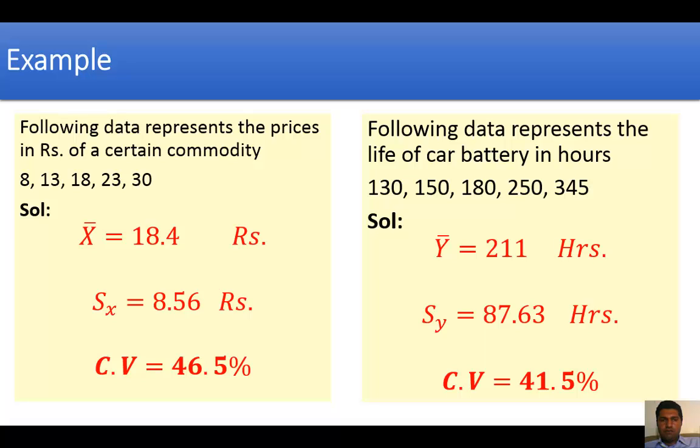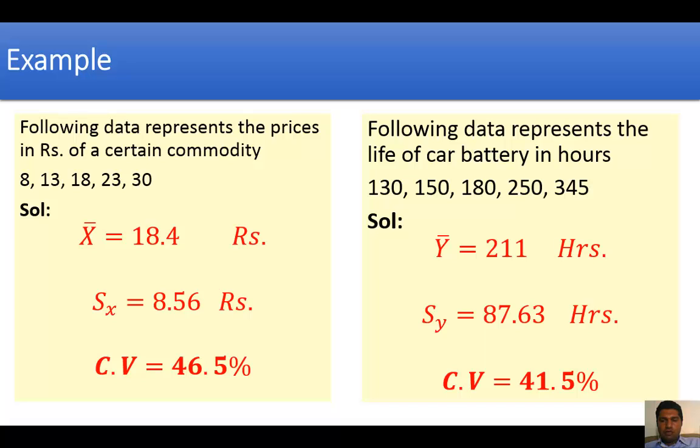These are two different kinds of data. On the left side of your screen you have data which represents the prices of a certain commodity in rupees. On the right side of your screen you have data which represents the life of a car battery in hours. You calculate the mean and variance of both the data sets, and the question is in which data set there is more variation.